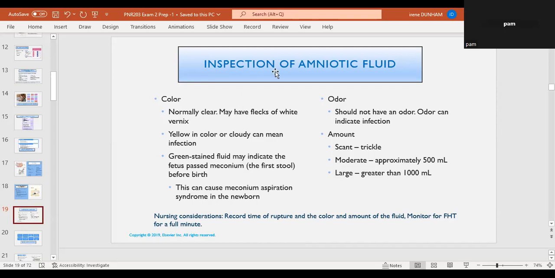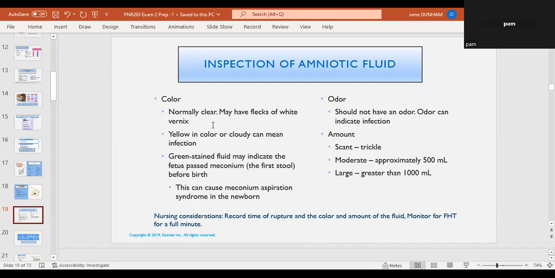Okay, now you know the vernix is nature's cold cream, and lanugo is the little fine hairs on the baby. You can see that when she has an AROM or an SROM, spontaneous. Now, if she has yellow or cloudy amniotic fluid with an odor, you've got an infection. Okay, it's not good.